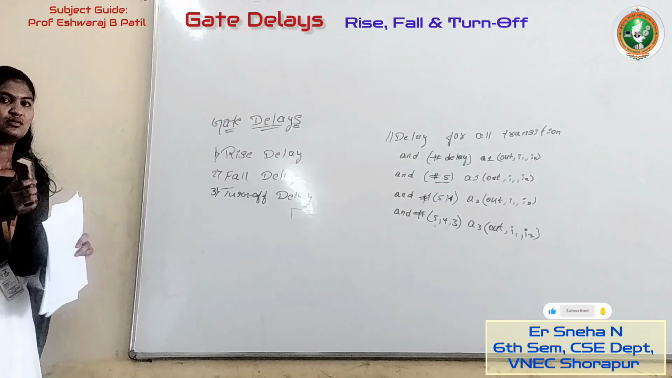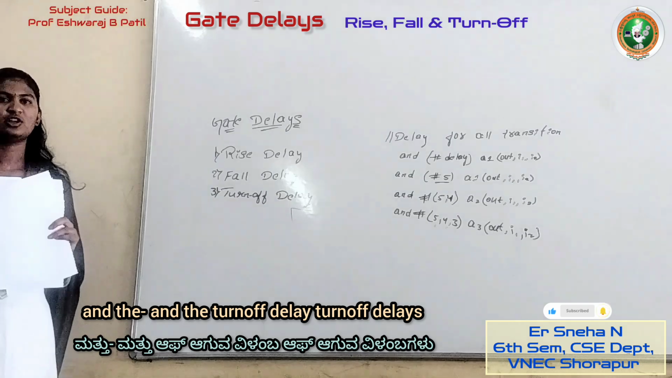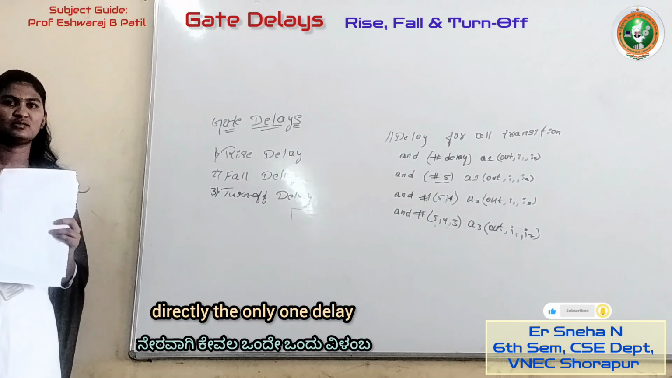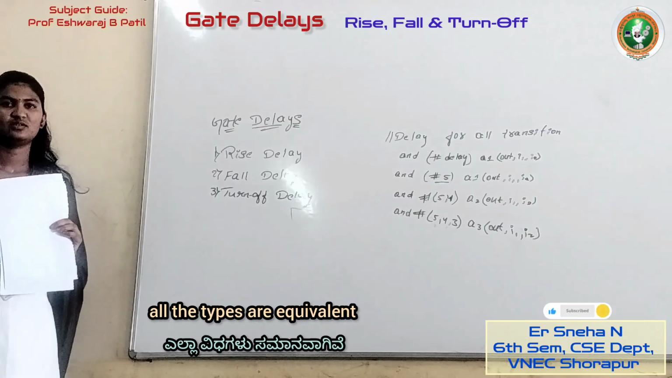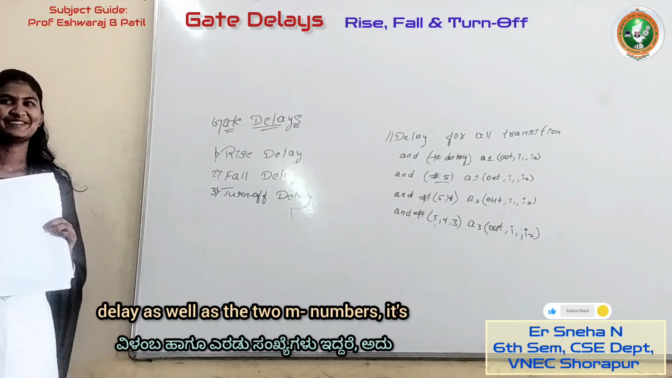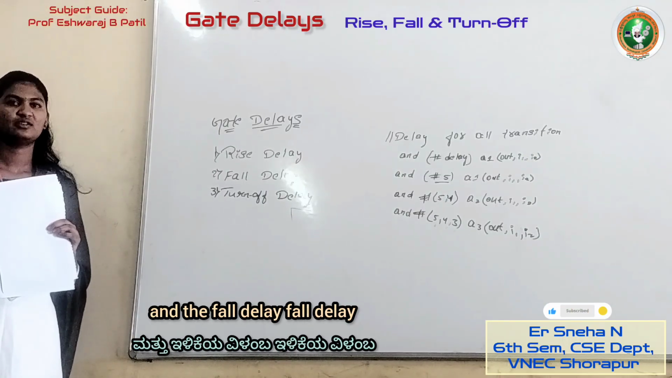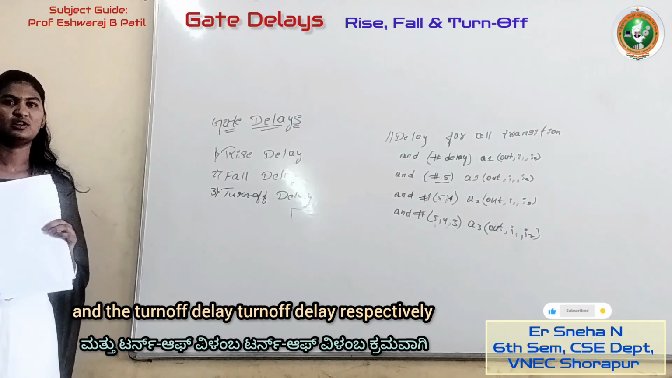We have three types of delays: rise delay, fall delay and the turn-off delay. If you mention directly only one delay, it applies to all the types equally. If you have two delays, the first one is the rise delay and the second is the fall delay. If you have three, then they are rise, fall and turn-off delay.